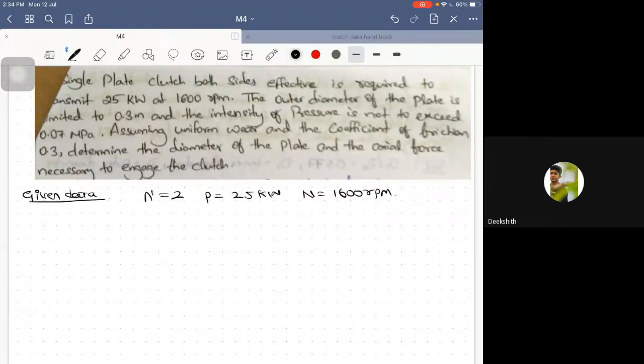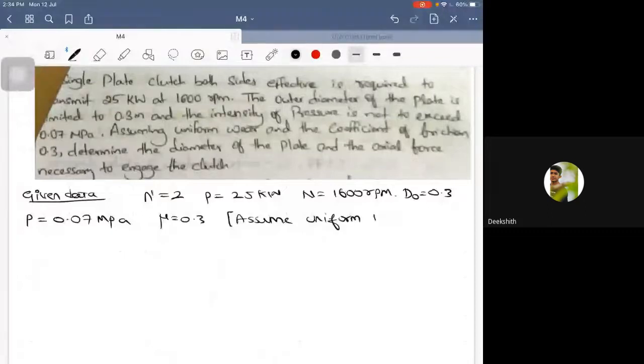The outer dia of the plate is limited to 0.3 meter, he says. That means the outside diameter D naught is limited to 0.3 meters, and intensity of pressure is not to exceed 0.07 megapascal. So the value of P given is 0.07 megapascal. Assuming uniform wear and coefficient of friction 0.3, so mu was 0.3, and he has asked us to assume uniform wear theory.